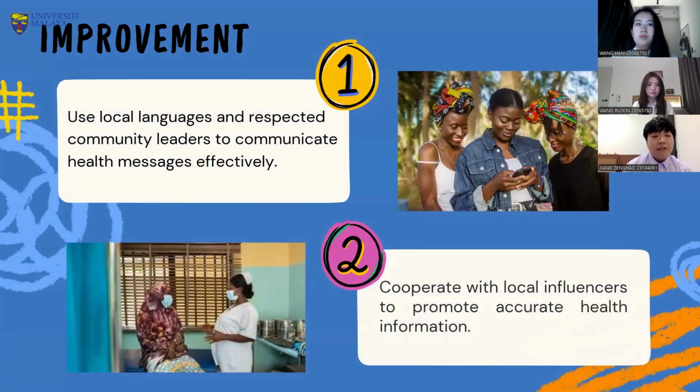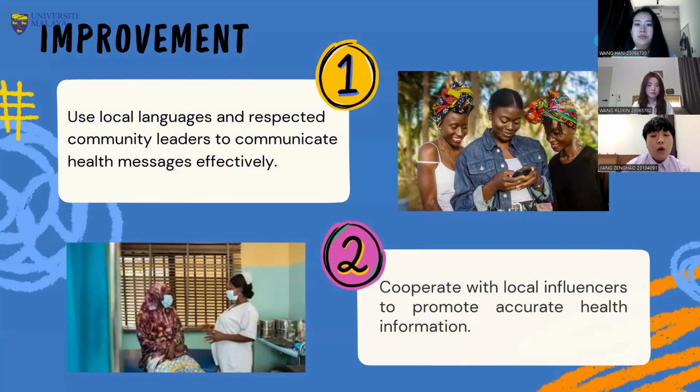So we have mentioned six challenges previously. Now we definitely have some improvements. The first one is to use local languages and respected community leaders to communicate health messages effectively. We need to adopt a softer way rather than a violent way. We are supposed to respect local customs and cultures, with respectful silence.